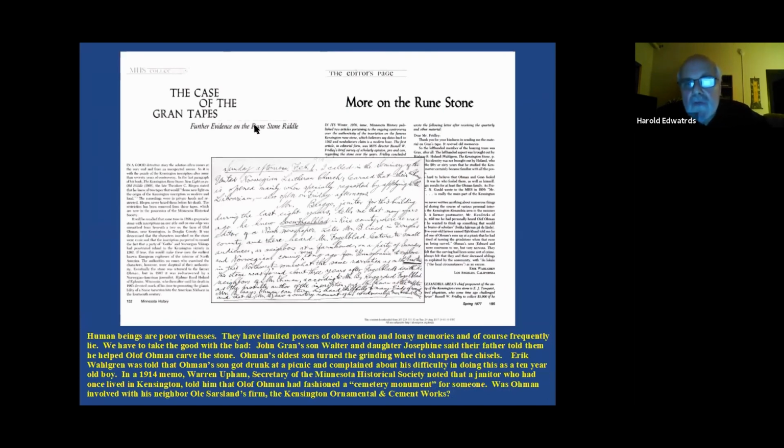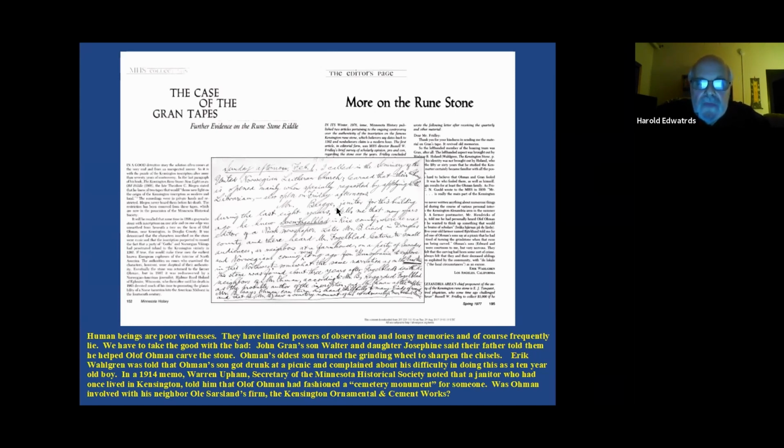Mr. Oman had a neighbor, John Gran. John Gran's children, Walter and Josephine, said their father told them that he helped Oman carve the stone and that Oman's oldest son turned the grinding wheel to sharpen the chisels. Now, Eric Walden, in researching his book, was in the Kensington area, and a gentleman told him that Olaf Oman's son had complained at a picnic how hard it was turning the grinding stone when he was sharpening the chisels. Olaf Emil was 10 years old at the time. He was a young boy having to help his father and John Gran carve this stone.